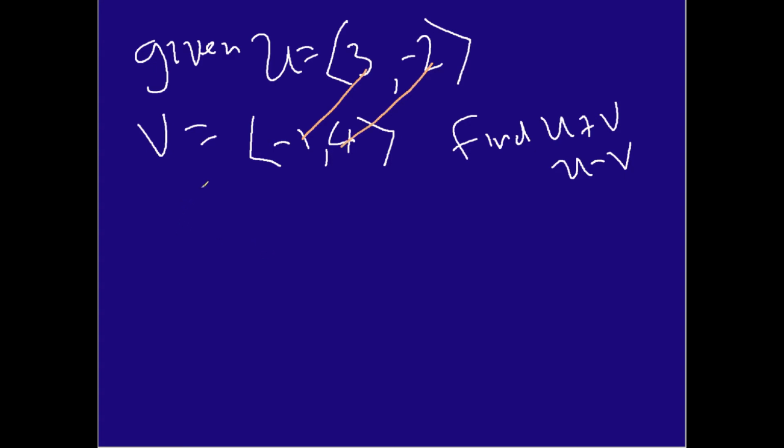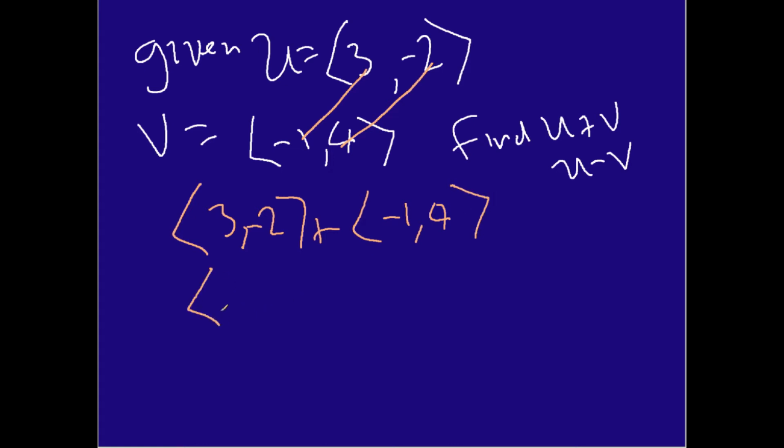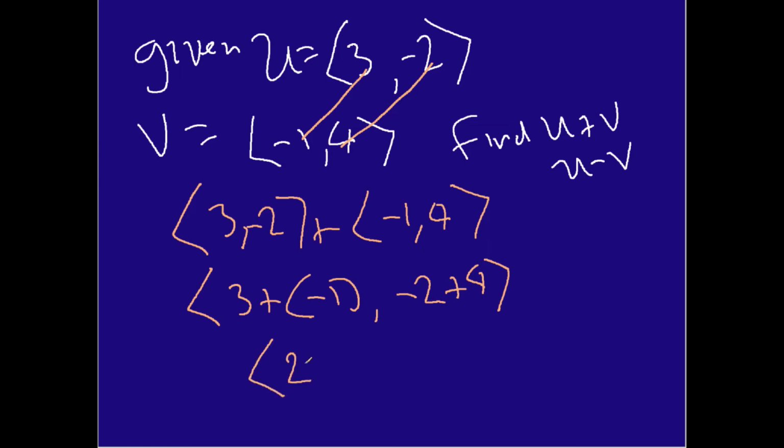So if we were to work this out, it would be something like this. It would be a vector of 3, negative 2, plus you have here negative 1 and 4. And so that's the same as saying the following: 3 plus negative 1, comma, negative 2 plus 4. That's what we got there. And then when you simplify, 3 plus negative 1 is going to be 2. And then negative 2 plus 4 is going to be 2. So this is our answer right here.